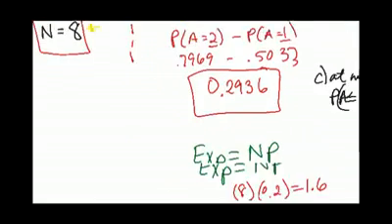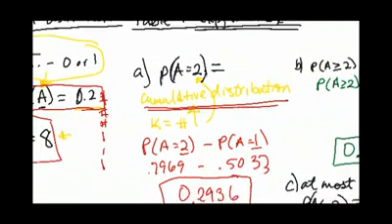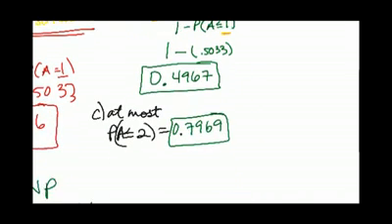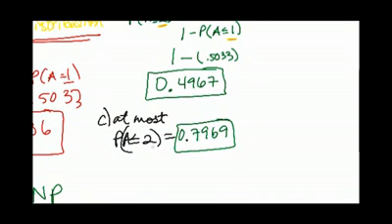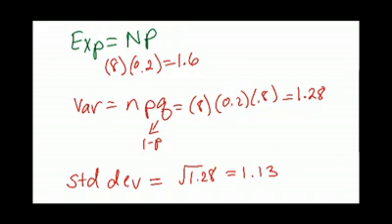Alright, so again, if you want exact values, you're going to have to do a subtraction like we did here, the value minus the value before it. If you want at least, use the complement, and whatever you're looking at, when you do less than, it always has to go down one value. And when you're doing at most, you always look at that value on the table, and that's your answer. And those are just the formulas for expectation, variance, and standard deviation.